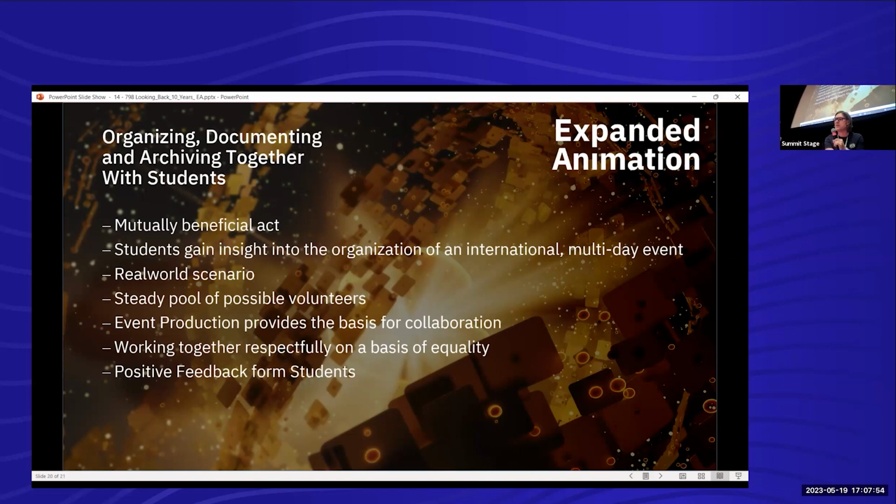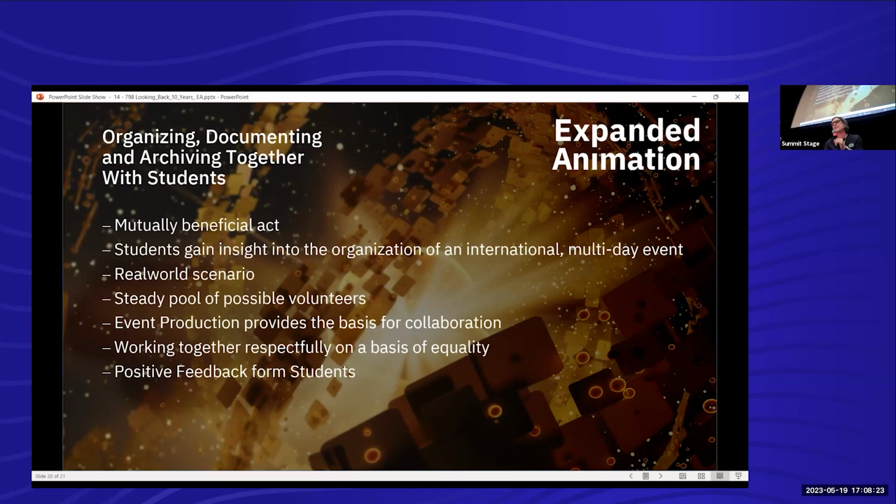activities. Integrating students into this process is a mutually beneficial act. Students gain insight into the organization of an interdisciplinary multi-day event in their fields of studies. Students can particularly apply their knowledge in a real-world scenario. The organizers have a steady pool of possible volunteers that makes organizing such an event even possible. So we have 20 volunteers a year.